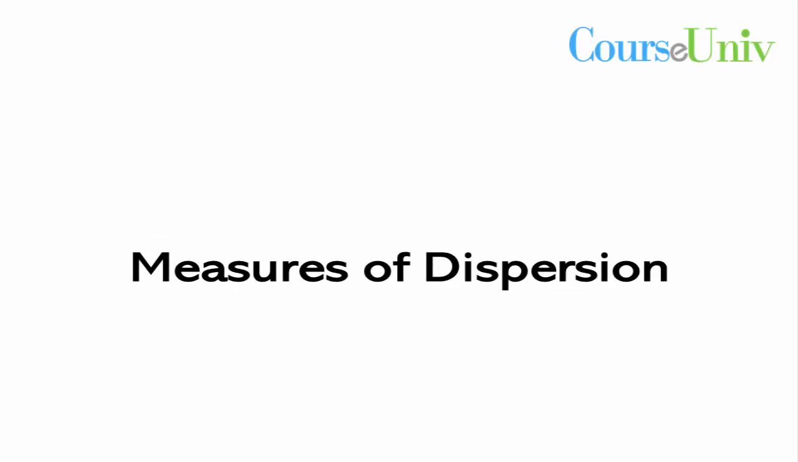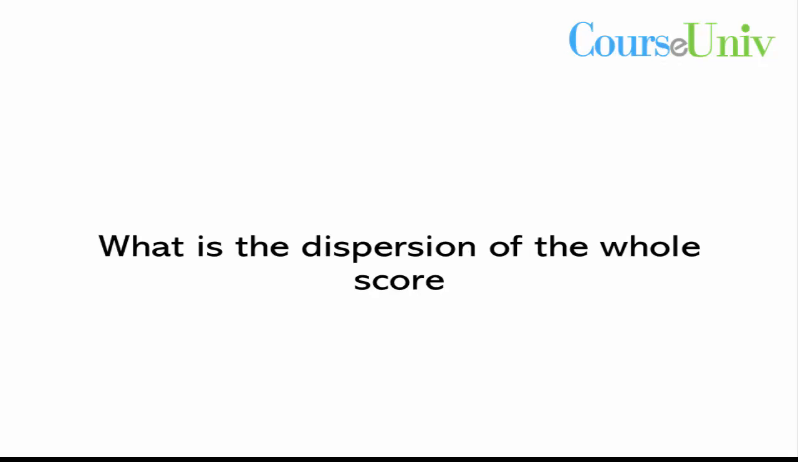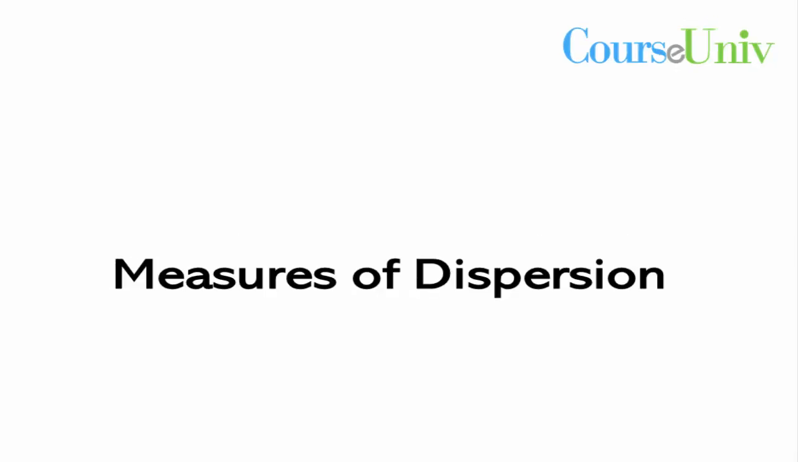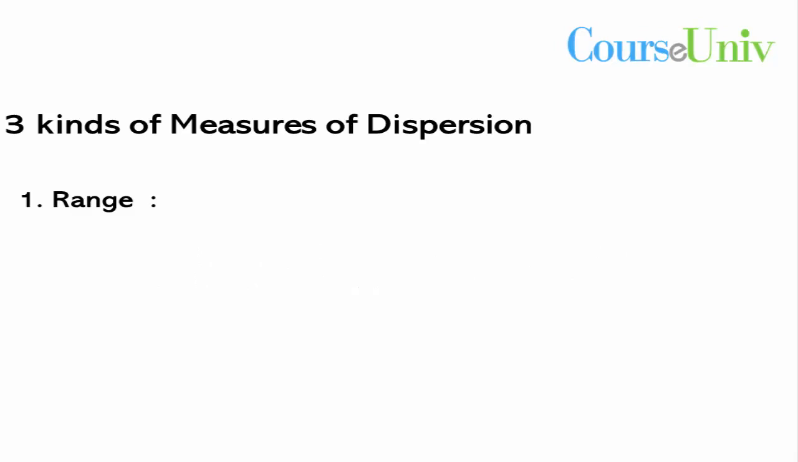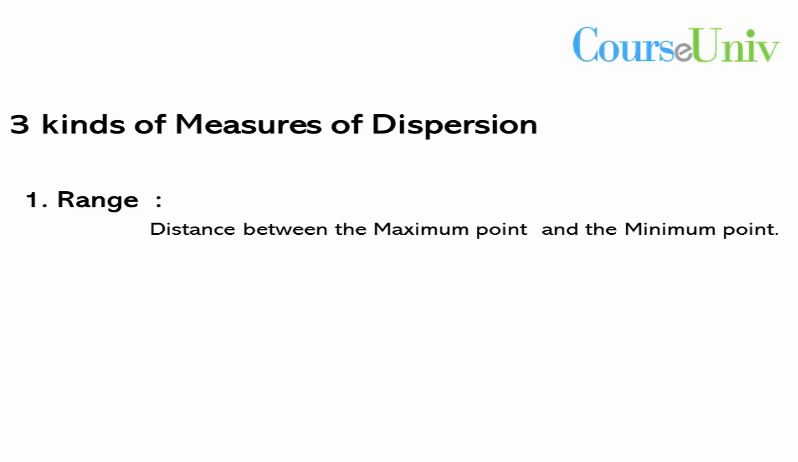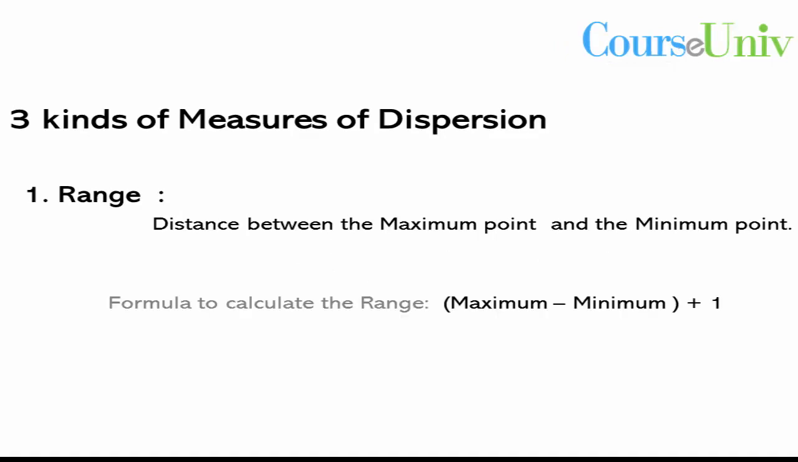When we need to understand, in addition to the majority, what the total dispersion is. Okay, the majority is around this score, but what is the dispersion of the whole score? So there are three indices for that. One is range. Range is basically the distance between the maximum point and minimum point. So the formula for calculating range is maximum minus minimum plus 1.